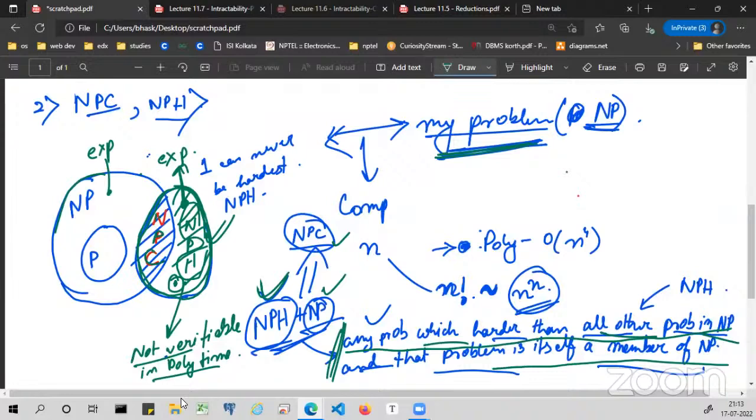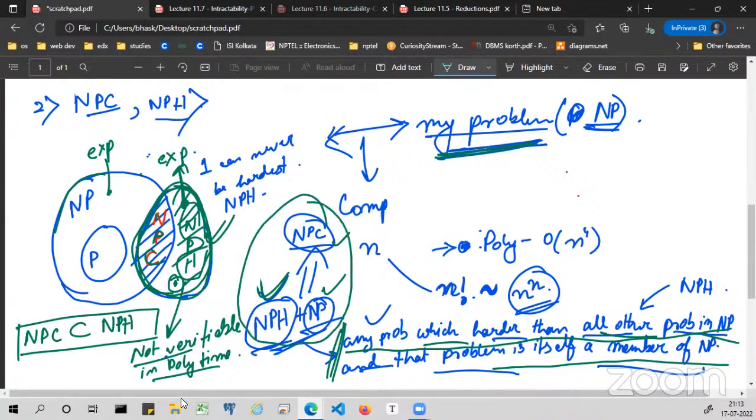Okay, so NP, this whole circle of NP hard. I can always say NP complete is a subset of NP hard. This is a statement, not an observation. By definition, this is coming, because if you see this, you would understand why that is a statement. NP complete is nothing but NP hard along with NP.